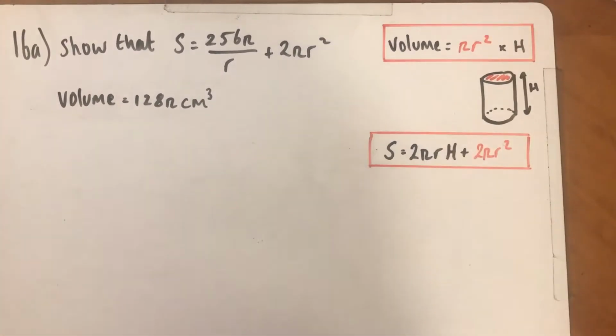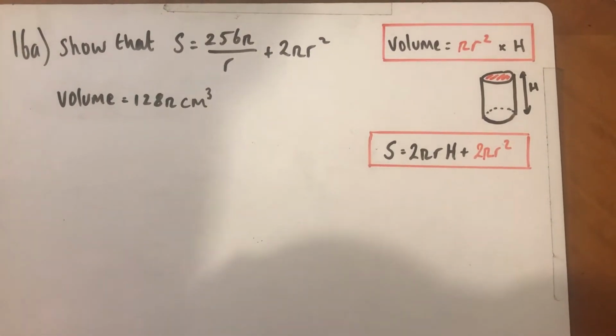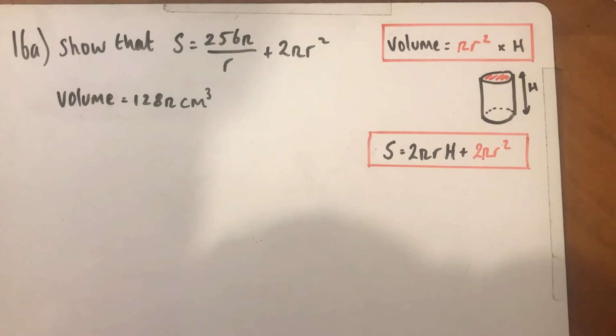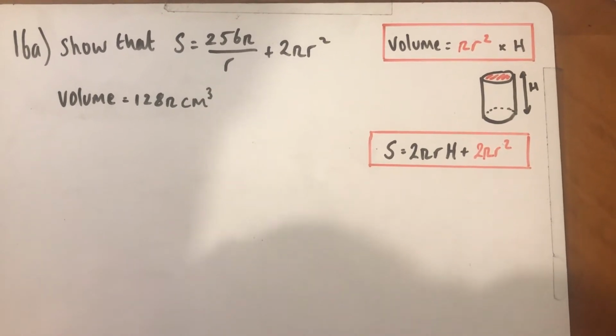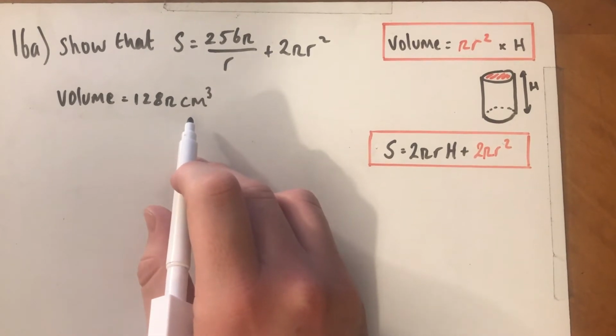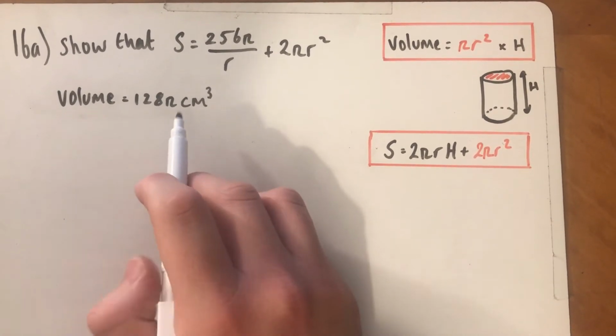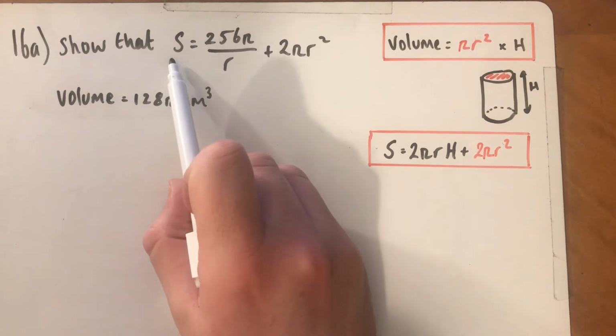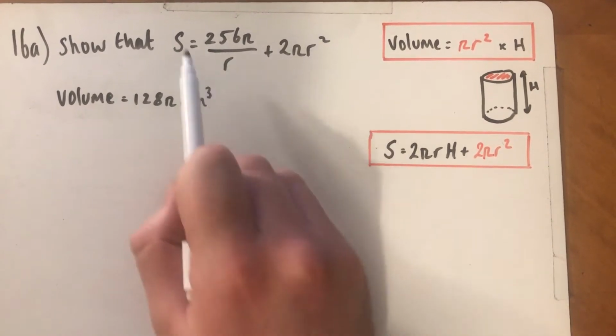Hi Gemma. So for question 16a from review exercise 3, pure year 1, we are told a company makes solid cylinders of variable radius r and constant volume 128 pi centimeters cubed. We've been asked to show that the surface area of the cylinder S is given by the following equation.